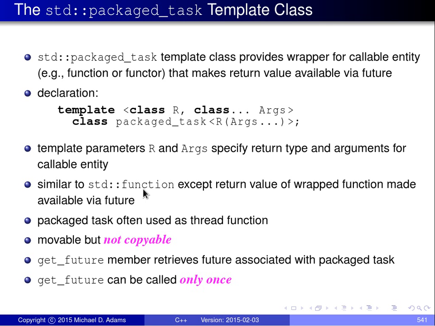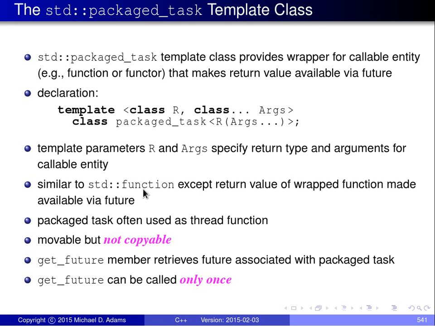The main difference being that in the case of the package task template class, the result that's produced by the callable entity, the function or functor, is made available via a future object, whereas this is not the case in the case of the function template class in the standard library. The package task is often used as a thread function, in other words, for the function or functor to be executed by a thread.